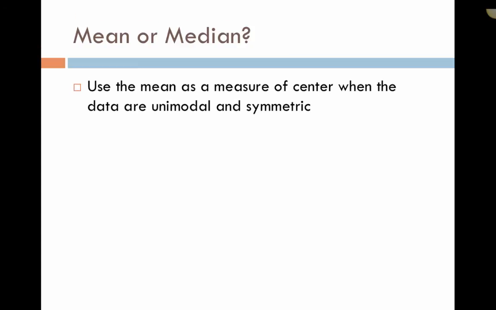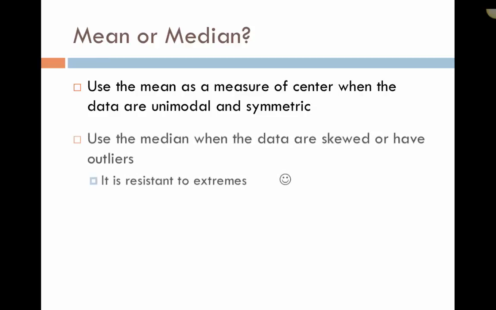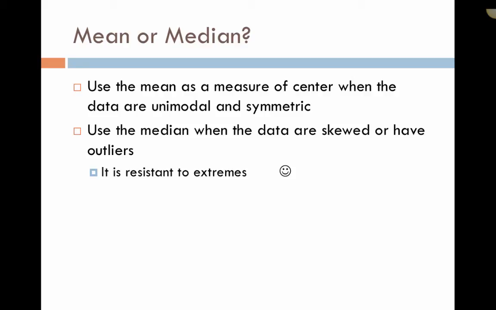We're going to use the mean as a measure of center when the data are unimodal and symmetric. So one mode, and there's rough symmetry, we use the mean. Anytime we have anything else, we're going to use the median. So normally that's going to be when the data are skewed, or if you have outliers, because the median is resistant to outliers. With the mean, we also have to give a measure of spread.